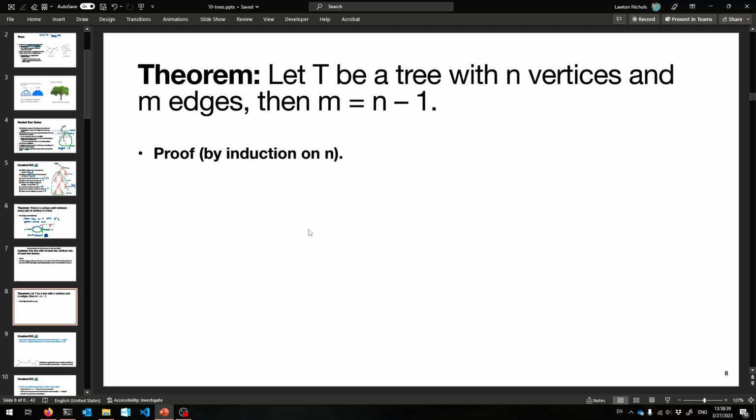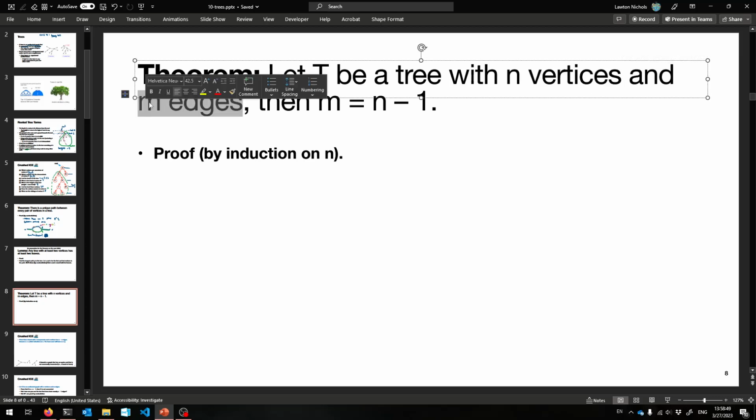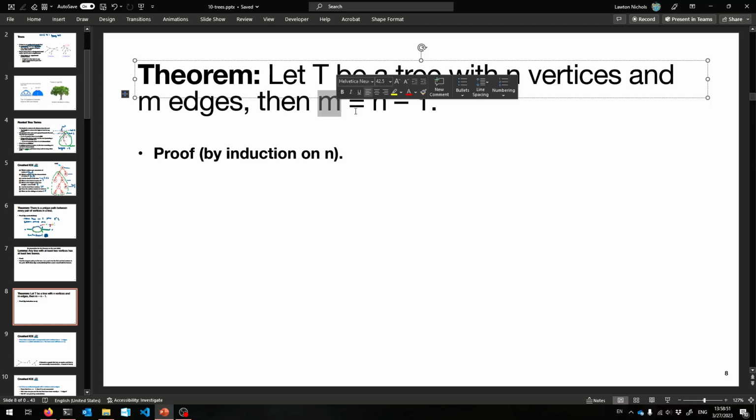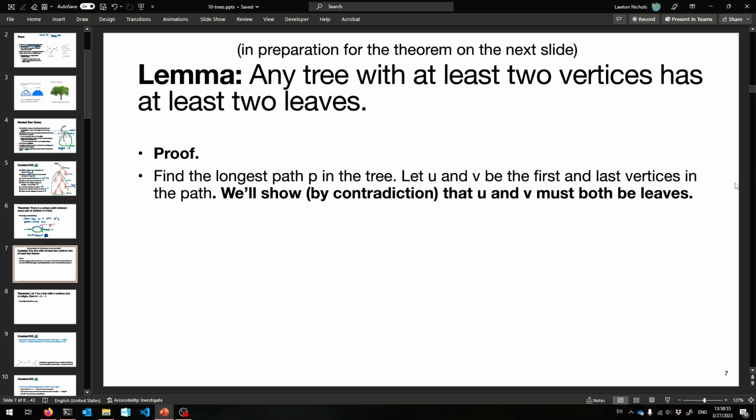We're eventually going to prove a very strong fact about trees. If you have a tree with n vertices, n nodes in it, and m edges, then the number of edges is exactly equal to the number of nodes minus 1. Exactly equal. But to get there, we need this lemma.